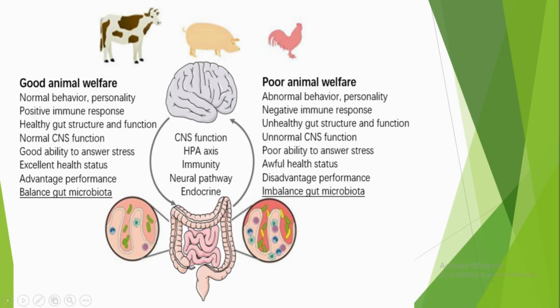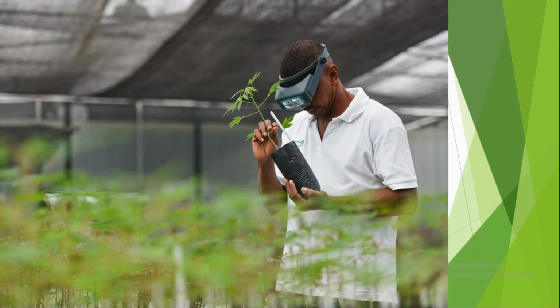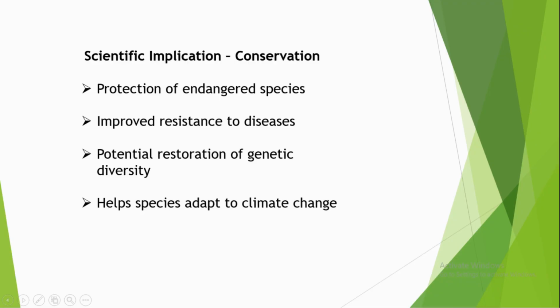So, in the scientific implication, it has a role in agriculture, for example, to enhance the growth rate, improve meat and milk quality, better food efficiency, and increased food production. It may also play a role in conservation, for example, protection of endangered species, improved resistance to disease, potential restoration of genetic diversity, and helping species adapt to climate change.